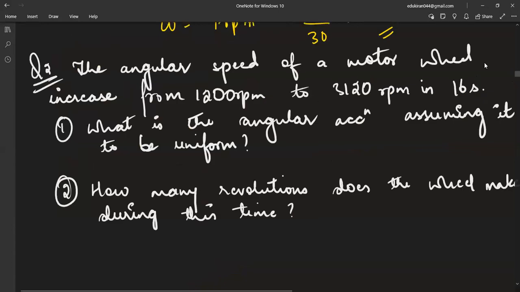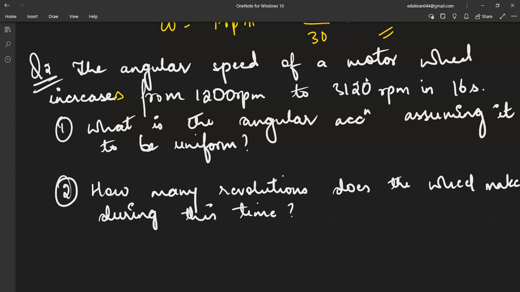This is that the angular speed of a motor wheel increases from 1200 RPM to 3120 RPM in 16 seconds. Means angular speed increases from this to this. So initial value is 1200, final value is 3120, right? So omega naught and omega. This is how you have to identify all the variables also. That is also one of the tasks which you have to follow, right? So 1200 RPM to 3120 RPM in 16 seconds. So time is 16 seconds. We have to find out acceleration.